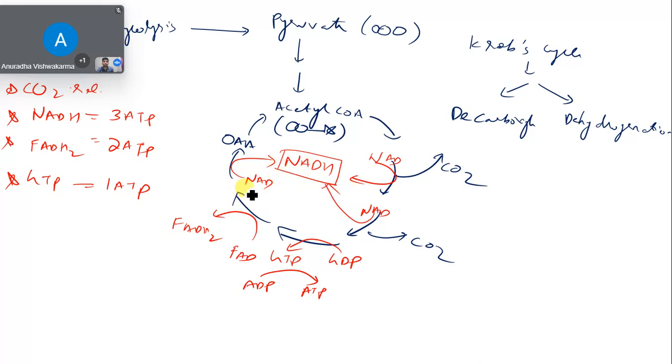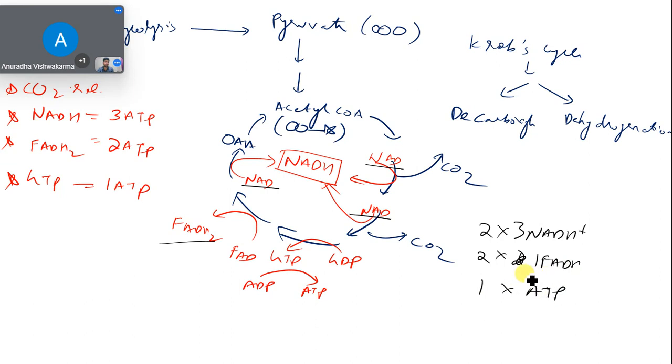We are getting 3 NADH, 1, 2, 3. And then since we have 2 pyruvate, everything is 2. So we are getting 1 FADH and 1 ATP, right? So basically everything is twice. Understood that, right? Because we have two pyruvate.